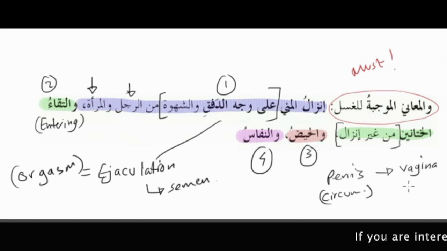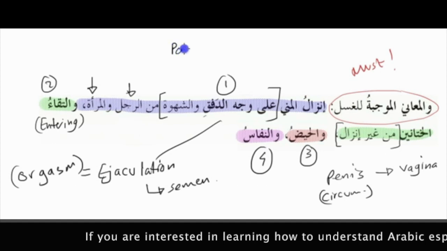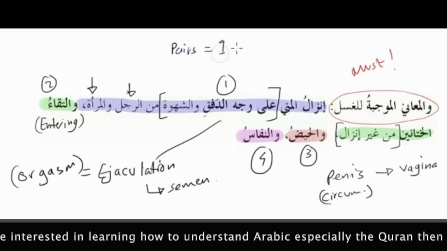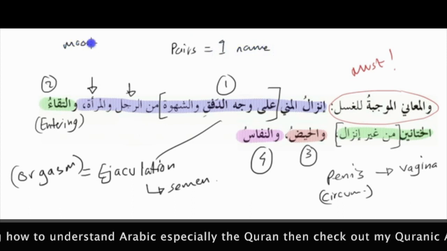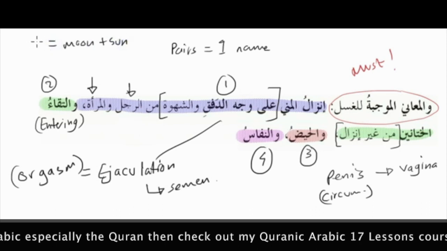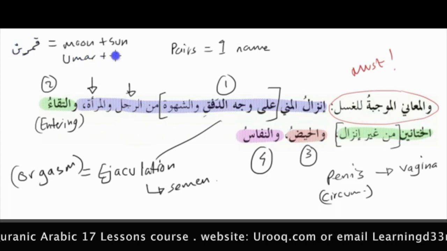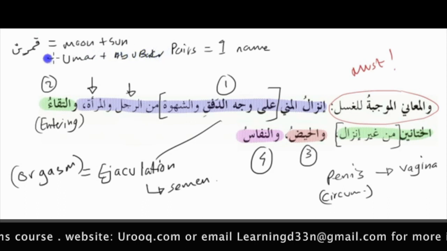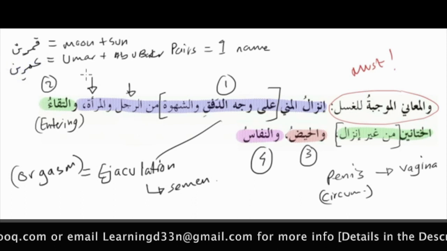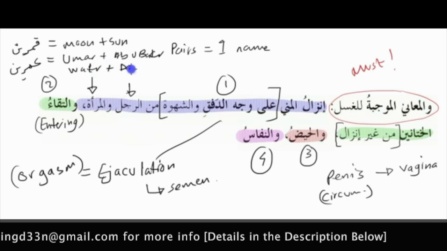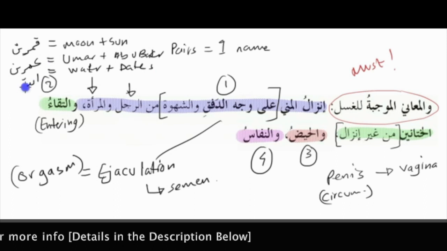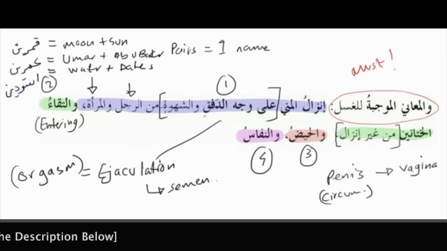but the Arabs usually refer to both genitals as the circumcised parts, and this is because the Arabs sometimes, when they have pairs, then they refer to the pairs by one of the names. So for example, the moon and the sun, they call them the Qamarain. And Umar and Abu Bakr, the famous Sahaba, are known as Umarain. And water and dates are referred to as Aswadain, the two black substances, referring to one of them. So similarly over here, the two circumcised parts refers to the penis entering into the vagina.